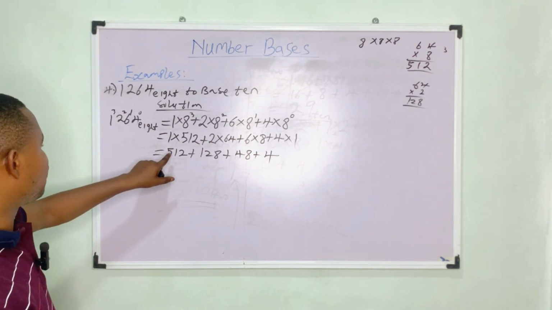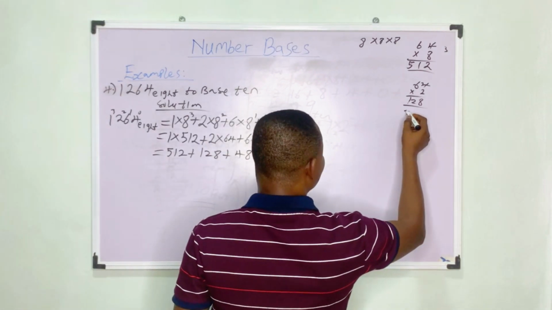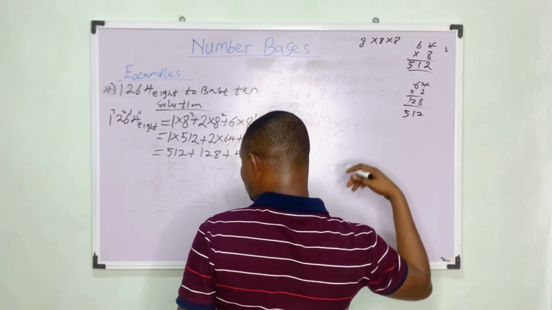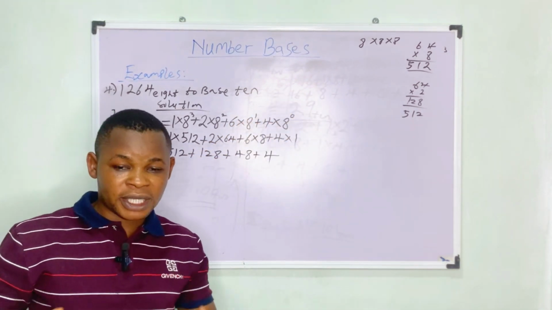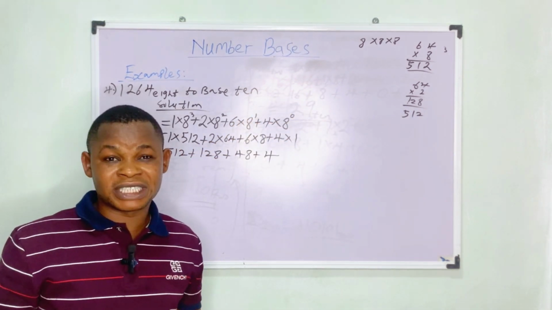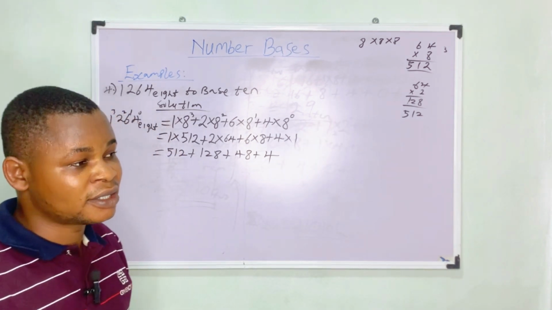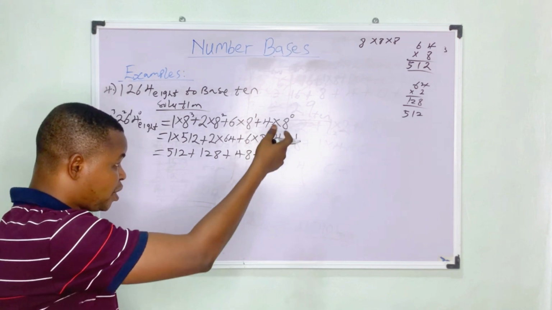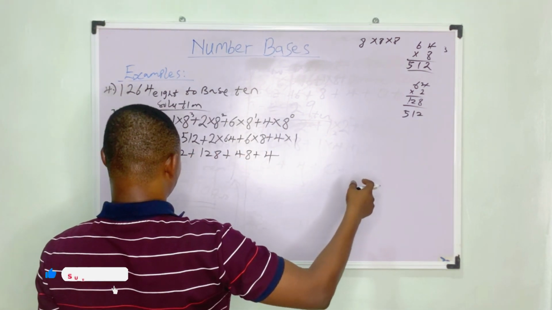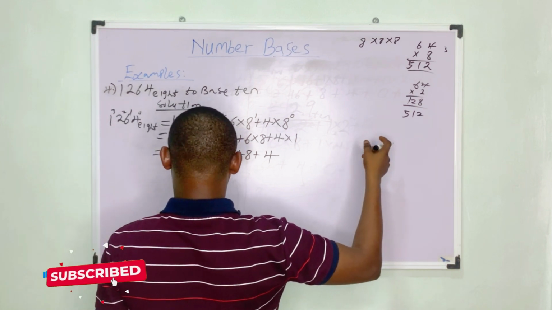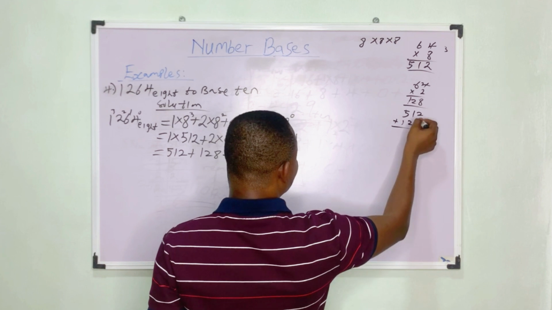Now let's do the arithmetic. 512 plus 128. Come to your playground again to do it. You don't need to use a calculator. When you are doing things like this consistently, your brain will get used to it. And trust me, with time, you won't need to be doing all this before you say answers to basic mathematics operations like this.